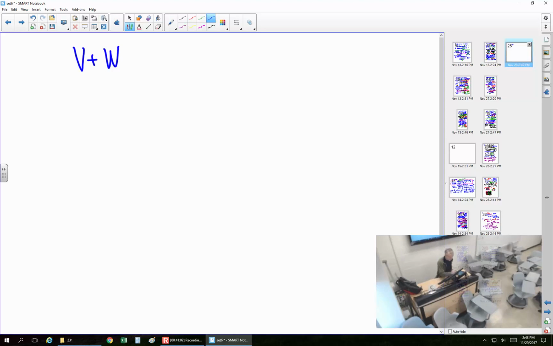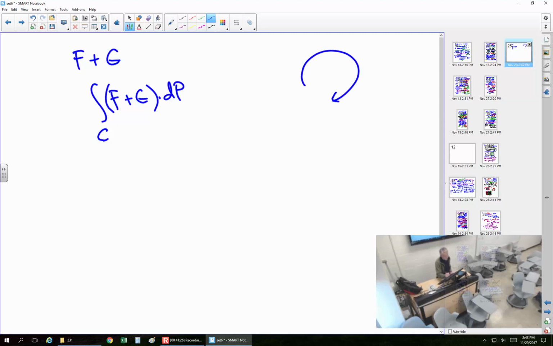So in other words, I'm afraid I'll have to erase this because I don't want to mix up letters. So one force field is F, the other one is G. And I'm talking about the integral of F plus G dot dP over C. So once again, we are moving along a curve through a vector field, but this time the vector field is actually broken into two, and maybe one looks like this, and the other one might be different.